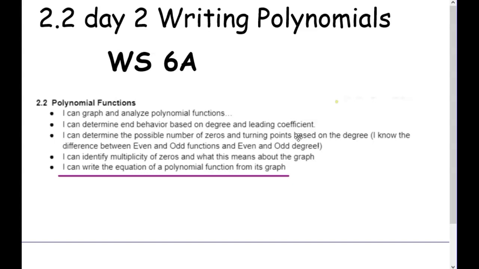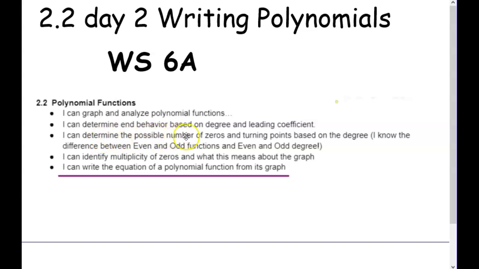Even degree, both ends go in the same way. Positive if they're up, negative if they're down. If it's odd degree, let's see, this is positive, right hand up, okay? If it's negative, then it's left, but they're going opposite directions.